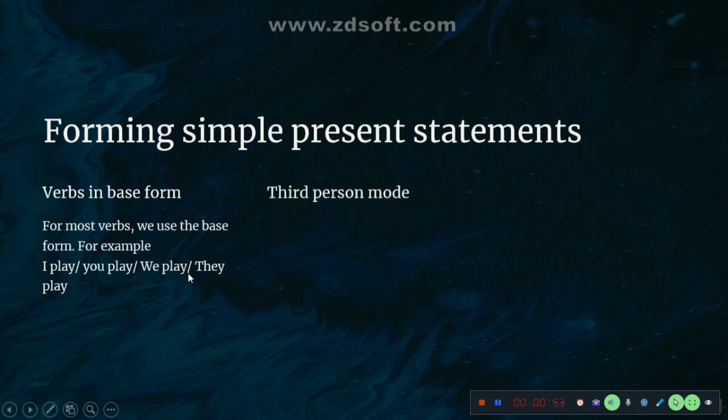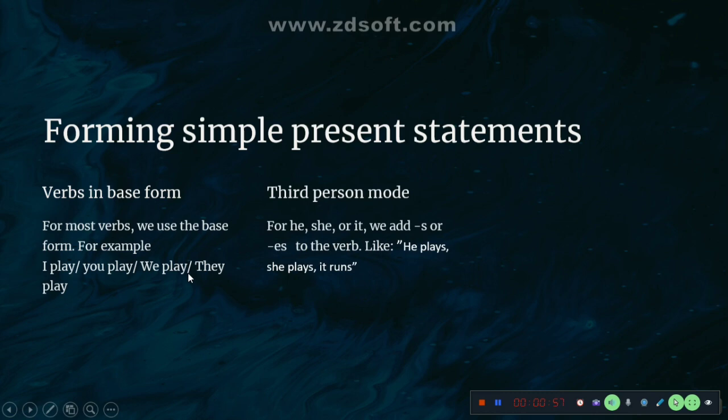Third person form. For he, she, or it, we add s or es to the verb. Okay, pay attention. In here, we don't add any s or es, but for this subject, we add s or es to the verb. Like he plays, she plays, it runs. Okay, understood?